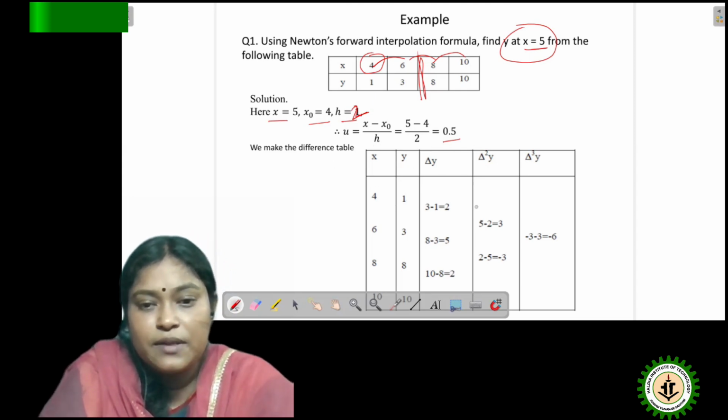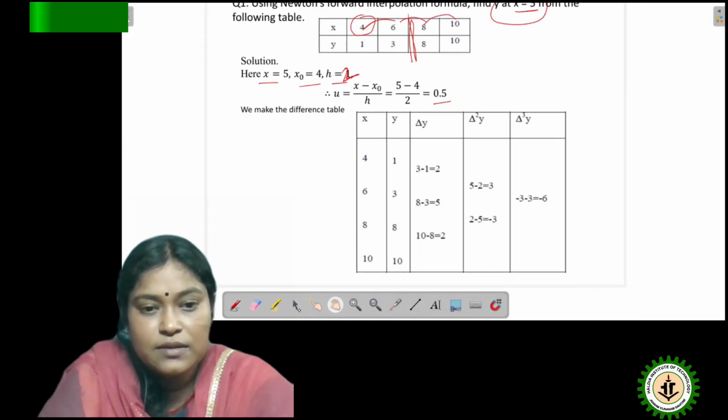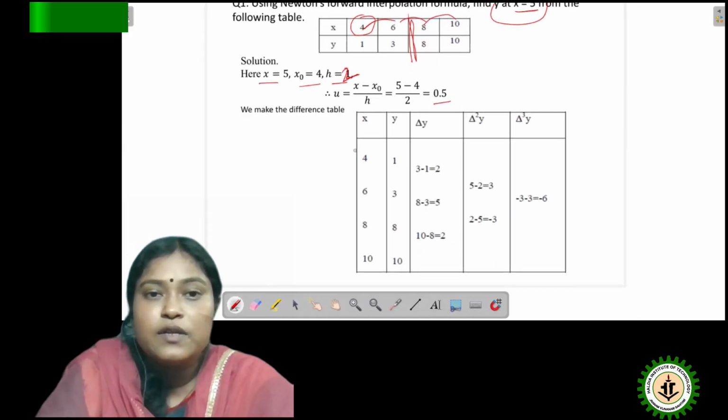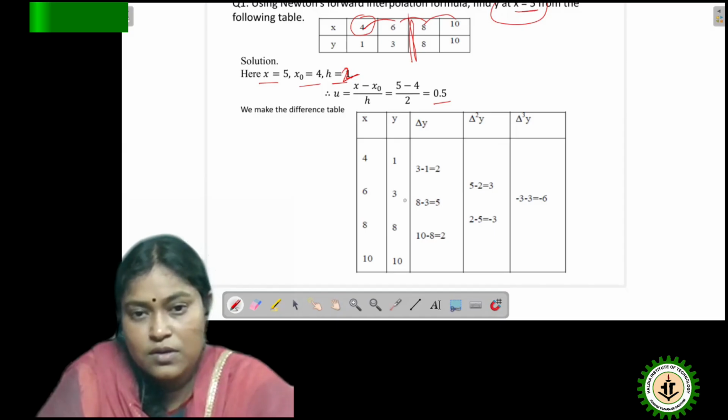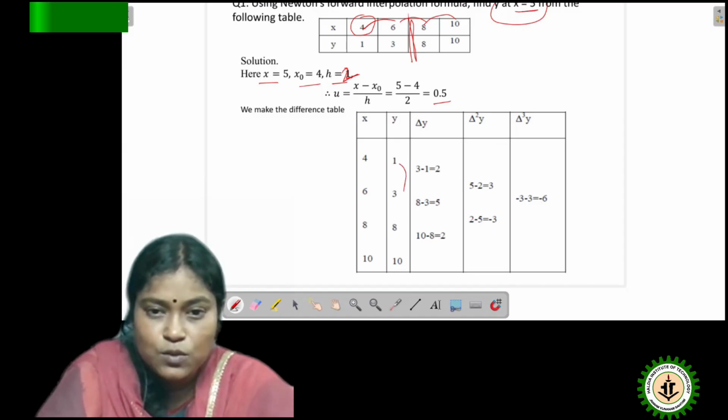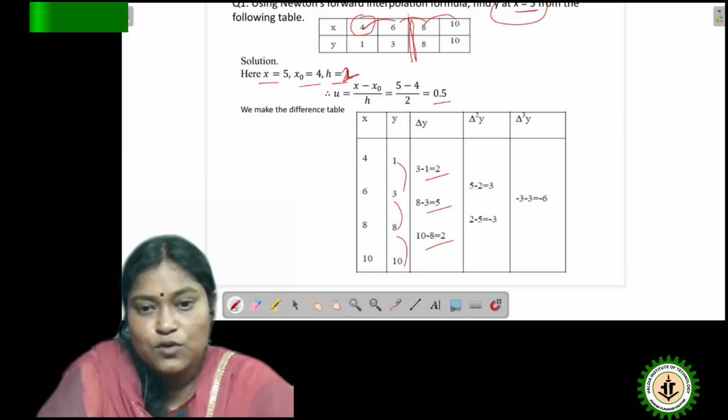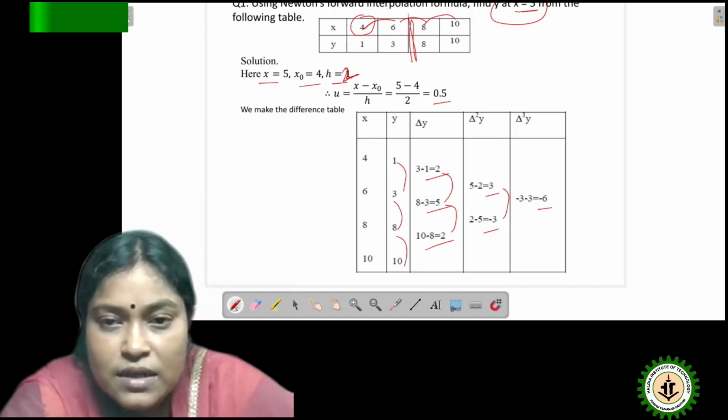Now I will make the table. The table is here: the values of x and the corresponding values of y. Now delta y, delta square y, delta cube y, that I have to find out. How to find out? Simply 3 minus 1, that is 2. 8 minus 3, that is 5. 10 minus 8, that is 2. Similarly, for delta square, 5 minus 2 is 3, 2 minus 5 is minus 3. Then for delta cube, minus 3 minus 3, that is minus 6. So this is the forward difference table.